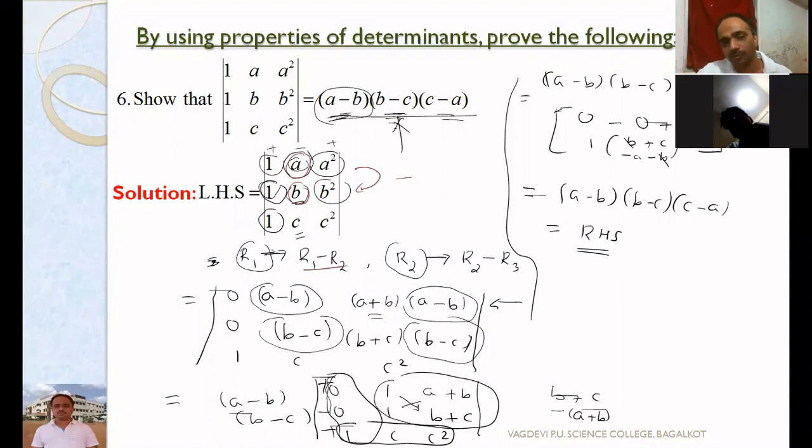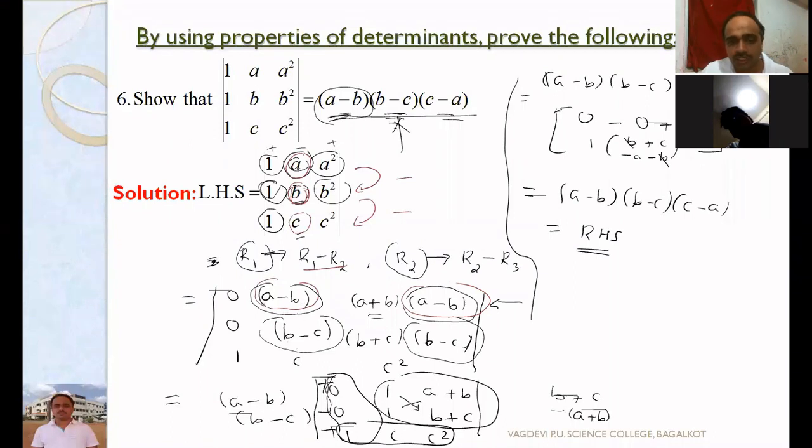R1 minus R2. Then to get B minus C: B is here, second row. C is in the third row. So B minus C means second row minus third row. So I'll get B minus C. Then you take common. What is common in the first row? The next step, you can observe A minus B, and here also A minus B, 0 means it contains every factor. So by taking A minus B common, I get 0, 1, A plus B.